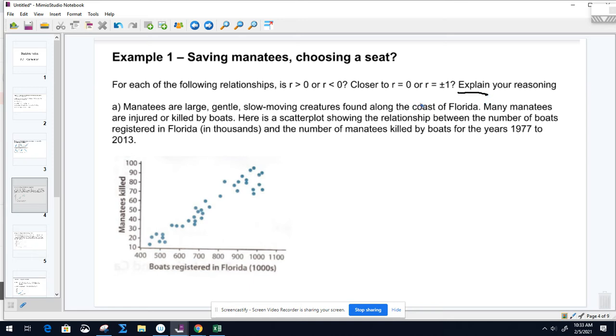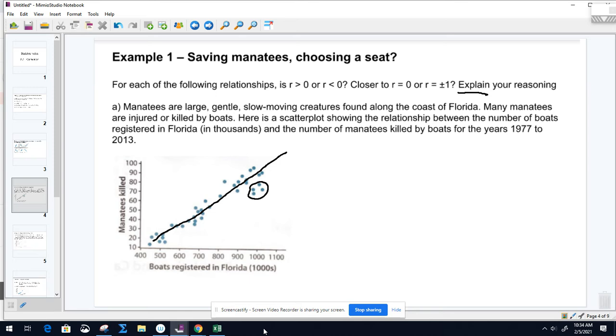Manatees are large, gentle, slow-moving creatures found along the coast of Florida. Many manatees are injured or killed by boats. Here's a scatter plot showing the relationship between the number of boats registered in Florida in thousands and the number of manatees killed by boats for the years 1977 to 2013. As you can see, the more boats that are registered, unfortunately, the more manatees that are killed. If you look at this data, hopefully you see that this is a positive correlation. For the most part, I would say this is closer to 1. You might have a couple outliers right here, but for the most part it is.